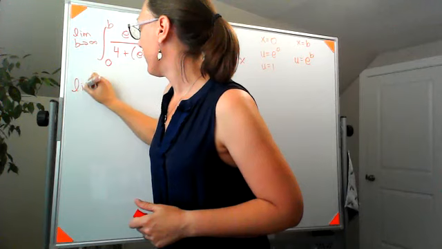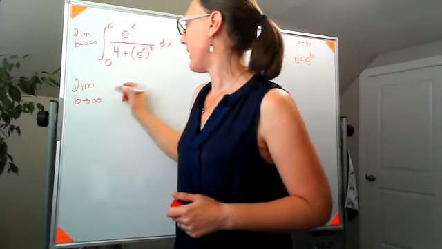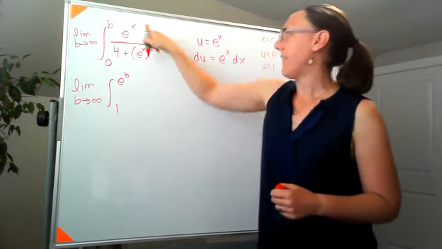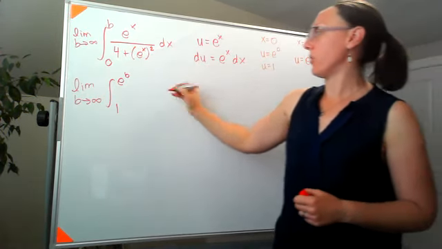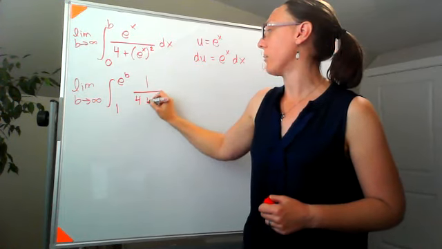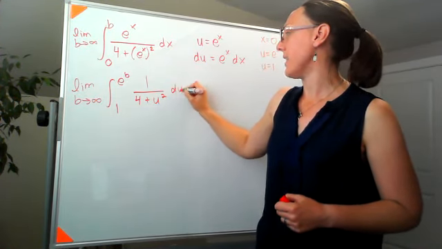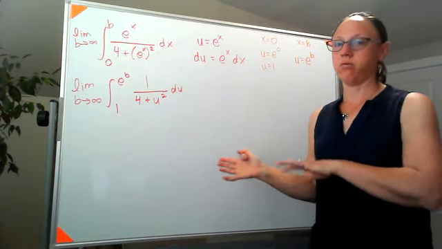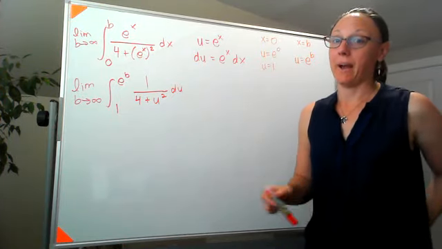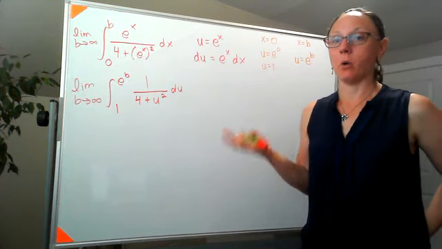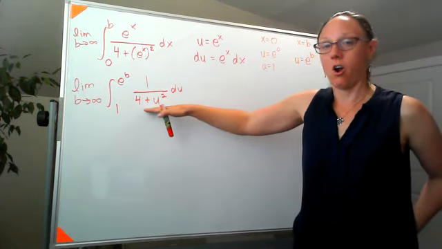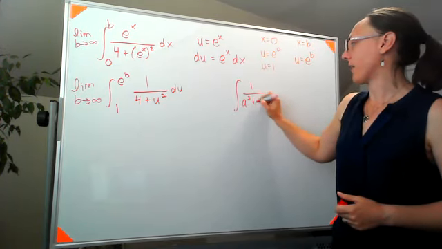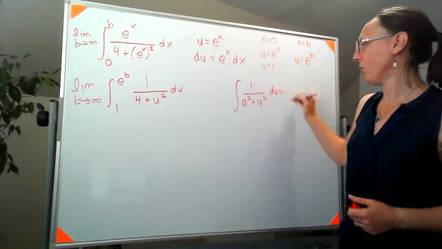So I'm going to say the limit as b approaches infinity, we're now going from 1 to e to the b. And that e to the x dx turned into du. So I'll have 1 over 4 plus u squared du. We talked about this a while ago, but our book actually gives the most generalized formula for arctan to be the integral of 1 over a squared plus u squared du.